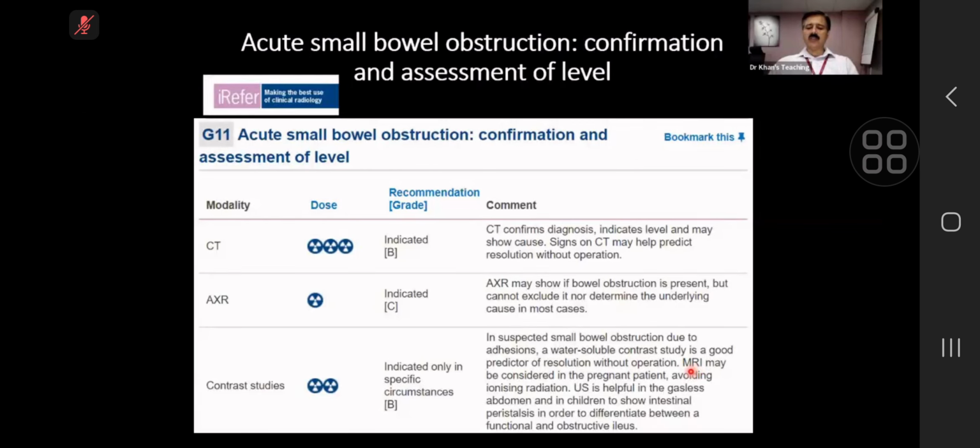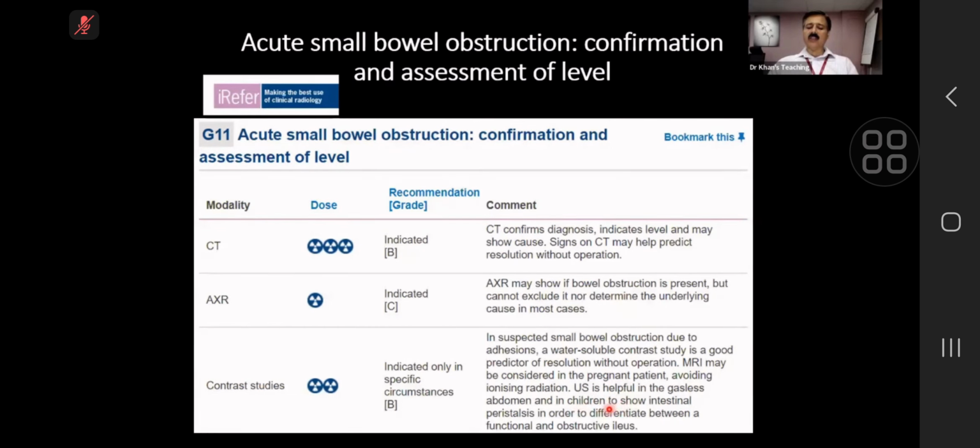Now, next, MRI may be considered in pregnant women avoiding ionizing radiation. Important concept. Again, can be asked in the exam. Then, ultrasound is helpful in gasless abdomen. So, there are many conditions in which a patient can have a gasless abdomen and have intestinal obstruction. So, ultrasound can be useful so that the loops of the bowel will be full of fluid and you can pick it up. And similarly, it can be very useful in children. Again, it can be a viva question.